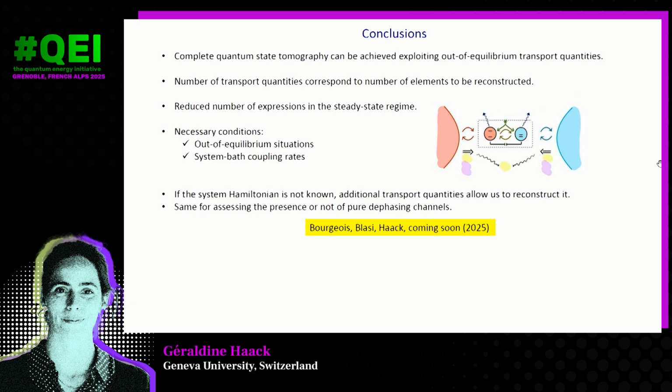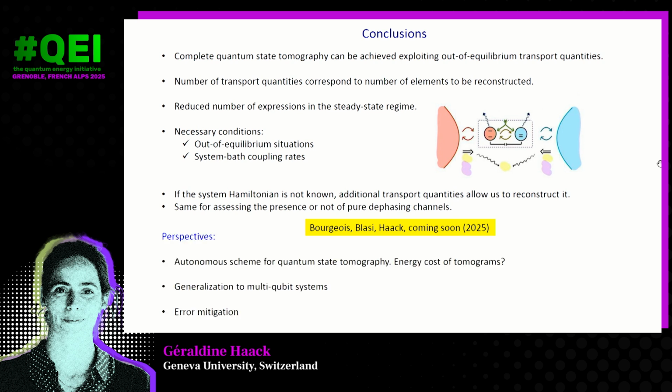Of course, in the steady state, it's simpler because all time derivative currents vanish. And so we exploit an out of equilibrium situation, and we need some information about the system, but this is also reachable in current experiments. And so the results will be on the archive next week, I guess.